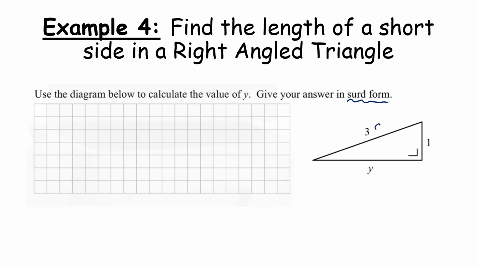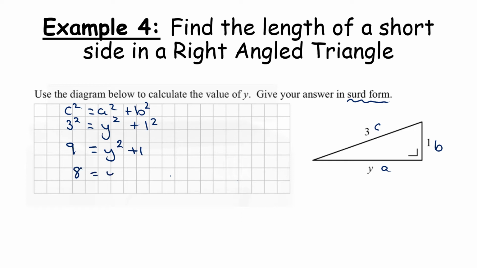So again, first thing I do is I label c, a, b. I write down my formula: c squared is equal to a squared plus b squared. c is 3, so 3 squared is equal to y squared plus 1 squared. 9 is equal to y squared plus 1. So what we want to do is subtract 1 from both sides. So 8 is equal to y squared.